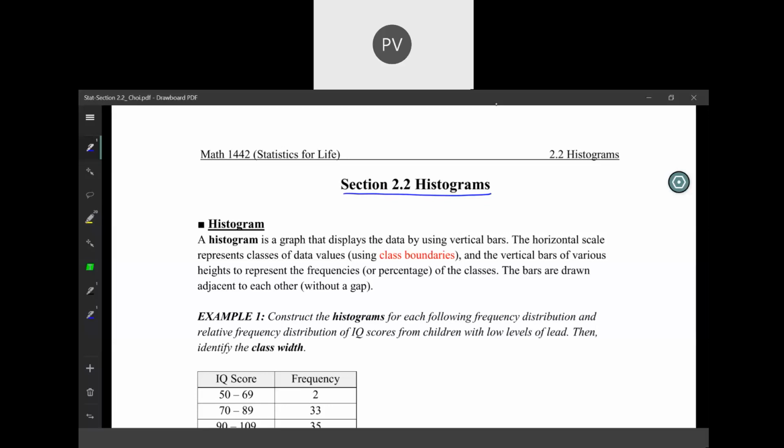Okay. Now, as I said in the previous class, we will be organizing and summarizing data using two things. What were they? One was the frequency distribution table and the second was the histogram, right? Now we will see how to organize and summarize data using a histogram.